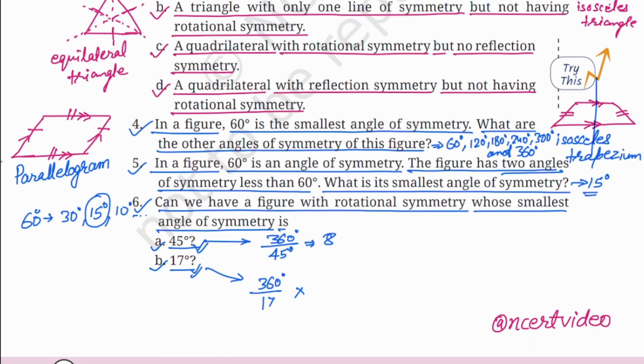In other words, you can say in the multiple of 45 degrees, we get 360 degrees. But in the multiple of 17 degrees, we don't get 360 degrees.